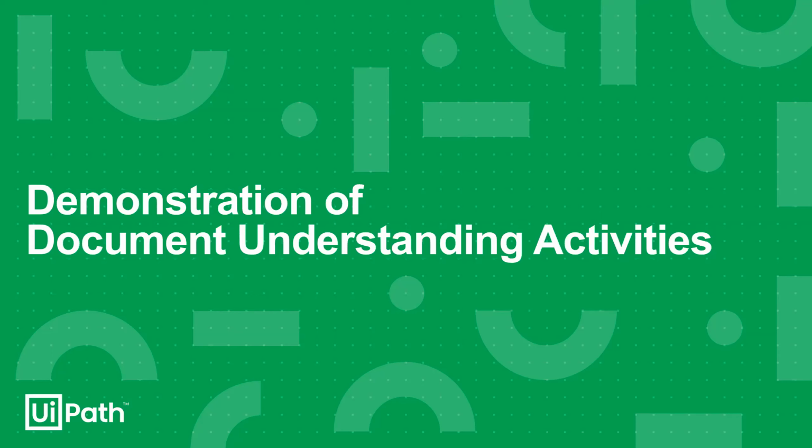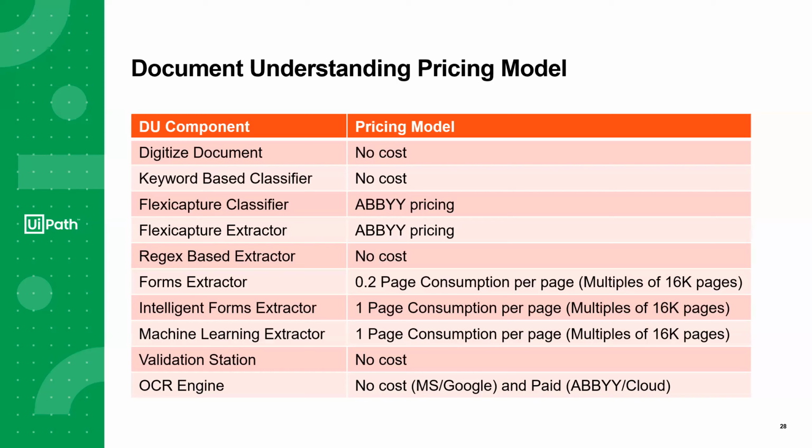Okay, yep, thanks. Michael, you can move on. Okay, thanks, guys. So we touched upon it before, but just wanted to summarize the pricing model. When you want to order the document understanding capabilities, it's really in chunks of 16,000 pages. So you basically order units of 16,000 pages, and then you can consume it however you want to consume it.